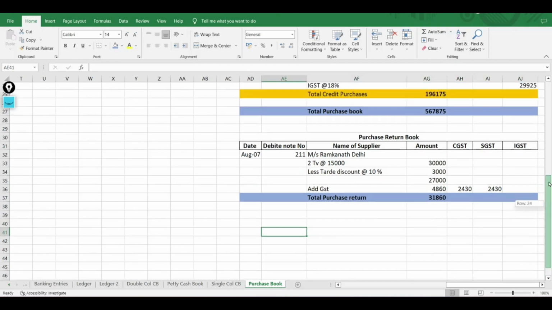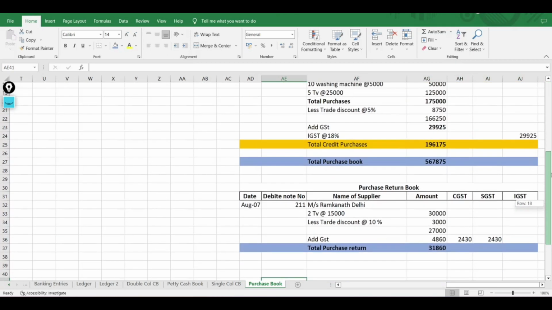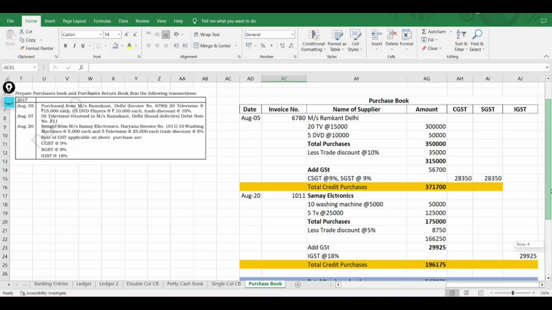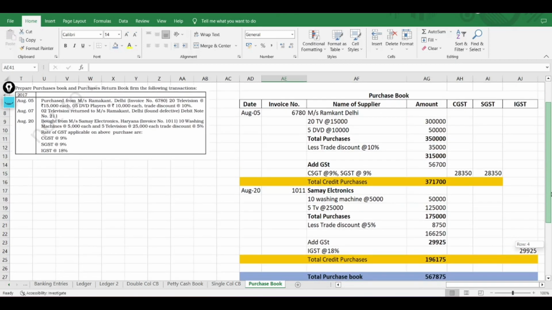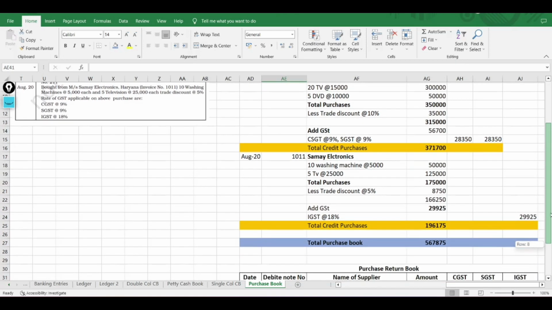This is how we have to record the transactions in our purchase book and then into purchase return. Repeating again, in our purchase return also it will be the same: we have to record the number of goods that have been returned back at what value, and then deduct the trade discount and add GST. We have to record the transactions only relating to business, deduct trade discount and add GST if applicable.